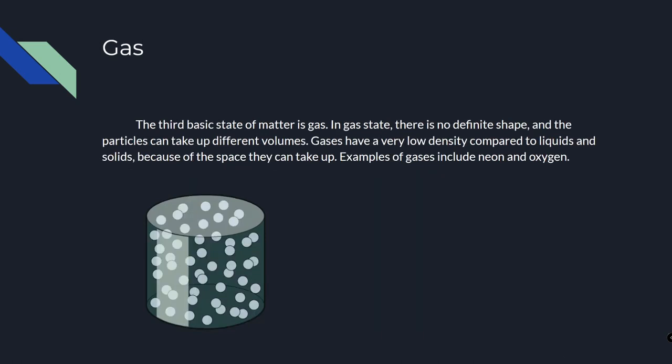The third basic state of matter is gas. In the gas state, there is no definite shape and the particles can take up different volumes. Gases have a very low density compared to liquids and solids because of the space that they can take up. Examples of gases include neon and oxygen.